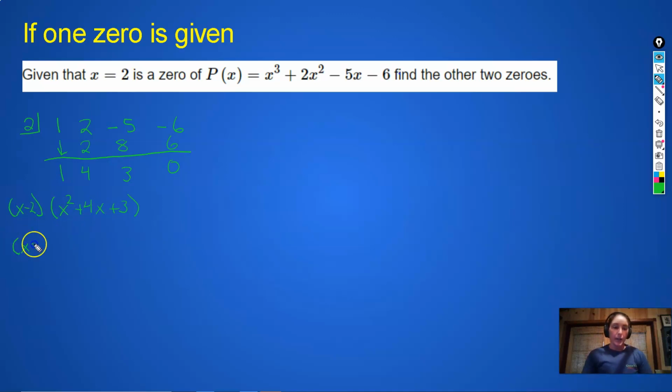Well, I can see that this thing will factor, because 2 numbers that multiply to 3 that add to 4 will be 3 and 1. So this will factor to x plus 1 and x plus 3. And now from my factors, I can get my zeros. So my zeros are positive 2, negative 1, and negative 3. And done. My other 2 zeros here were negative 1 and negative 3, and I used synthetic division to find them because one of my zeros was already given. So that's one of the scenarios you could run into.